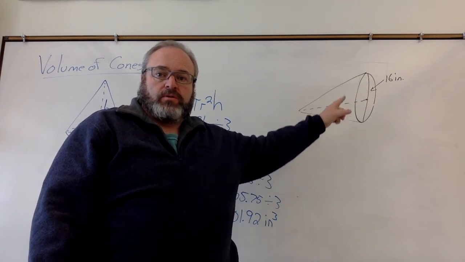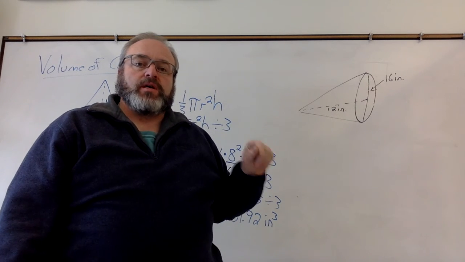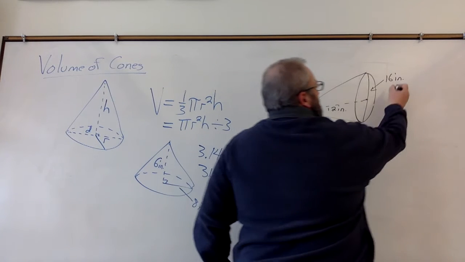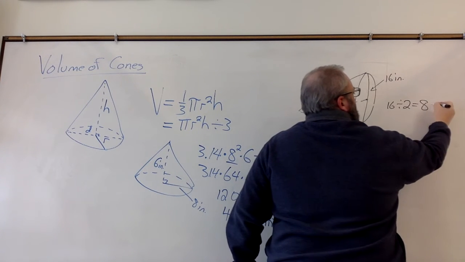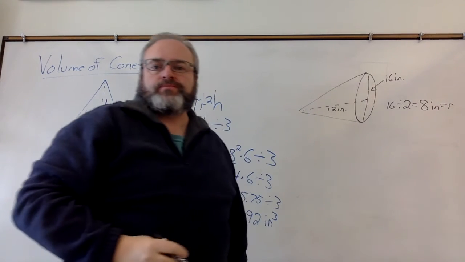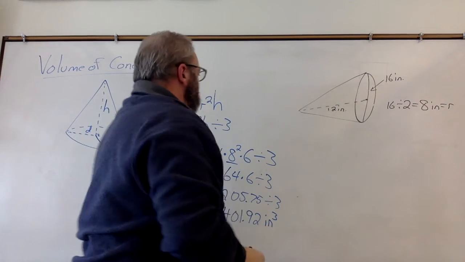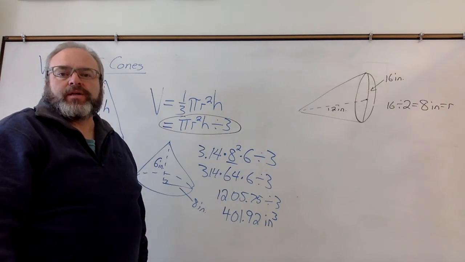Okay, so do we see an issue already? Hopefully we do. I didn't give you the radius, did I? I gave you the diameter. So if the diameter is 16, we need to take 16 divided by 2 to get us the radius. So the radius is 8 inches.